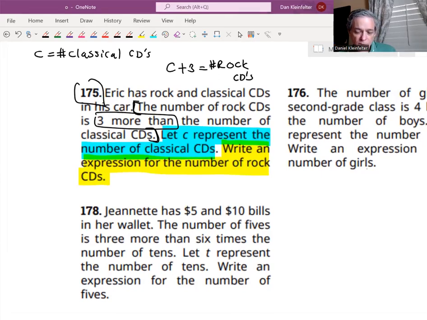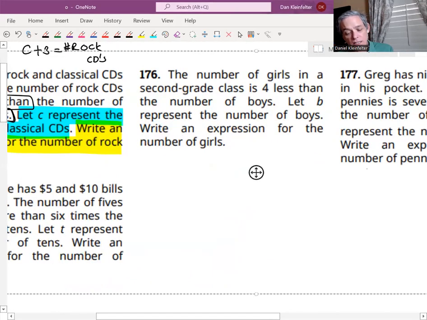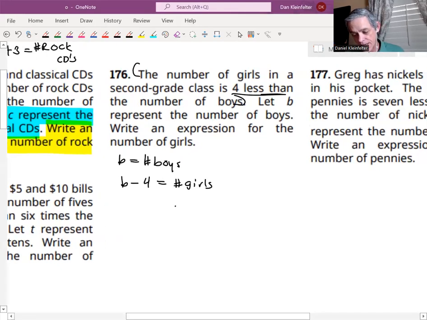Okay, so the next problems are going to be really similar, but let's try them. Okay, 176. The number of girls in a second grade class is 4 less than the number of boys. B will be the number of boys. We're to write an expression for the number of girls. So the directions again occur at the end. We're told B is the number of boys. And then the number of girls is 4 less than the number of boys. So if there's 10 boys, there would be 6 girls, right? So the number of girls would be boys minus 4.